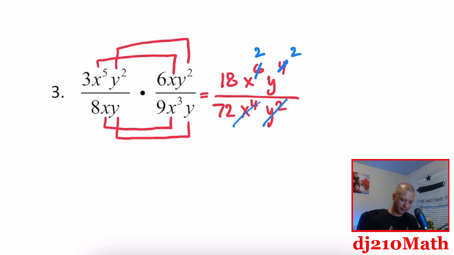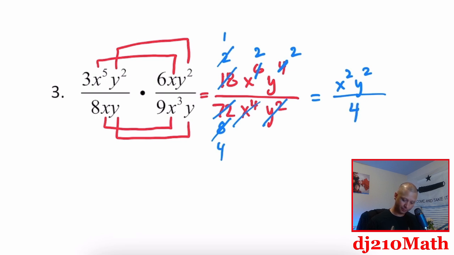18 on top, 72 on bottom. So one way to do this, if we divide top by 9, we're going to get 2. Divide the bottom by 9, we're going to get 8. Divide that by 2, you get 1. By 8, you get 4. So the final answer is going to be, what's on top? X squared, Y squared. On the bottom, everything canceled but the 4.